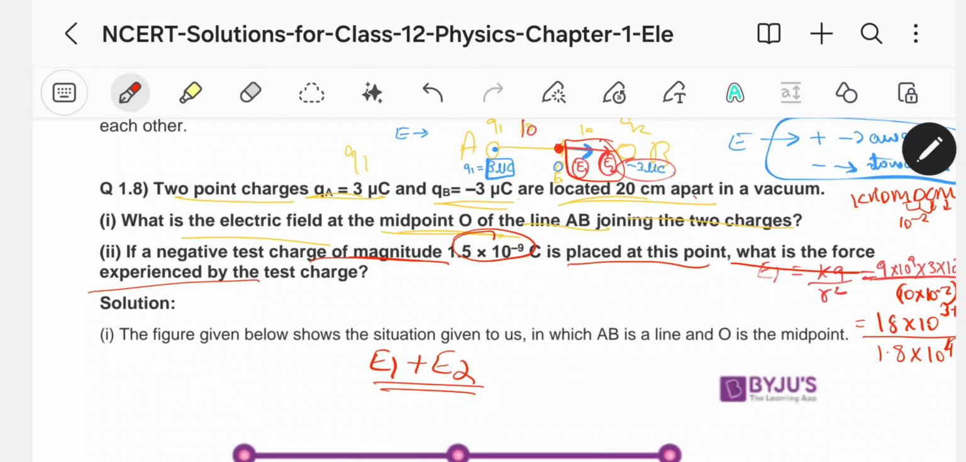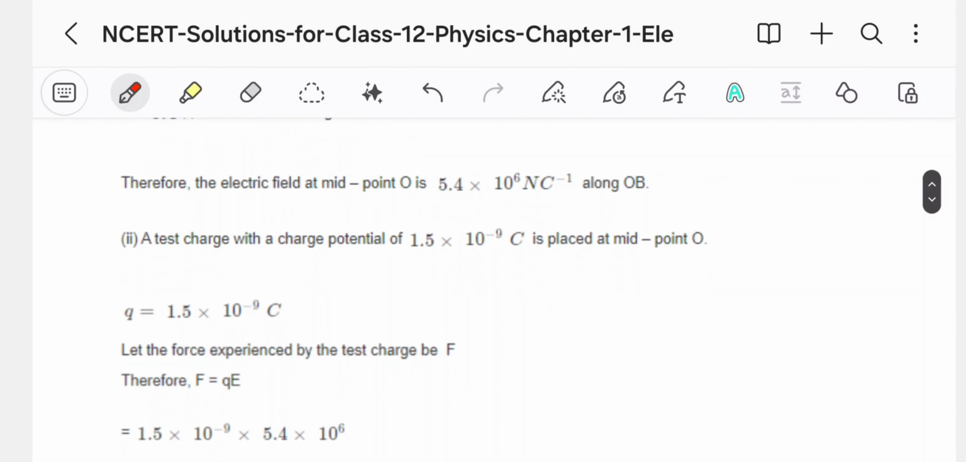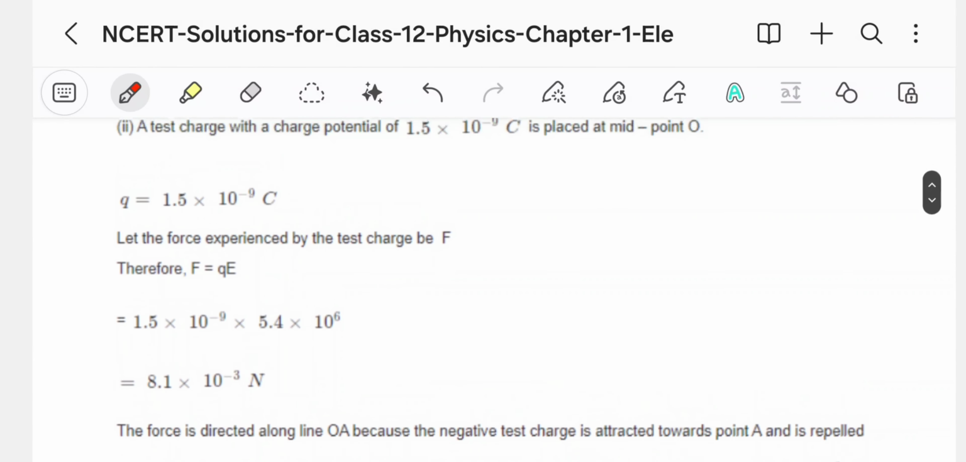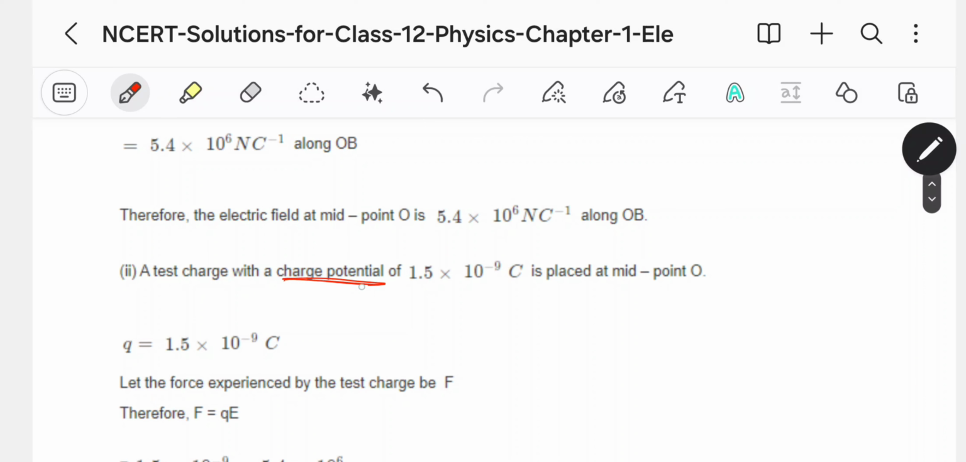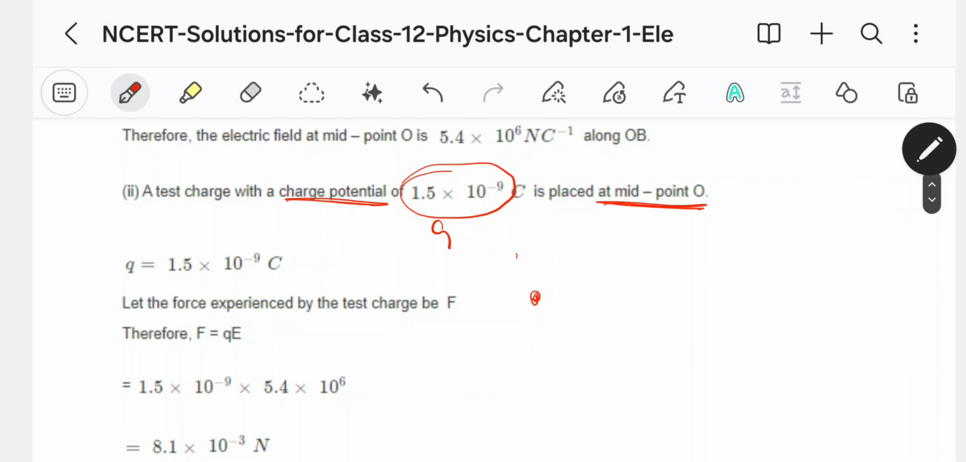Okay, so the next one is, if a negative charge of magnitude 1.5 nC is placed at this point, what is the force experienced by the test charge? See, this is the same figure, and this is the second part of the question. If a test charge is placed at the midpoint O, this is your Q1, this is your q, and this is your Q2. This is your O.